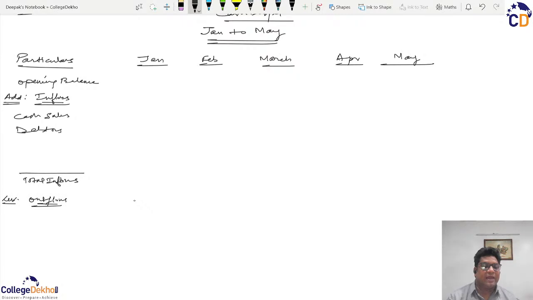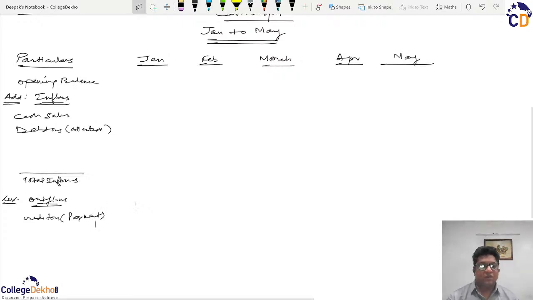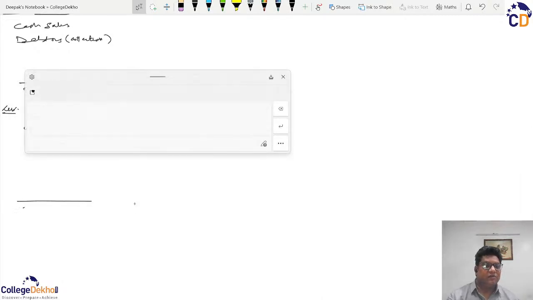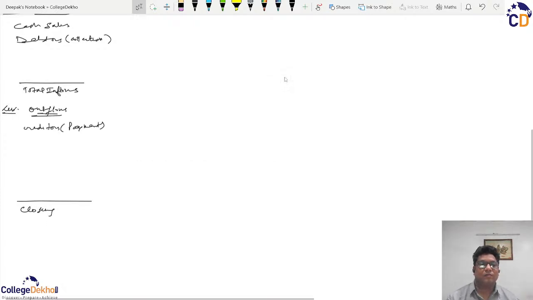They can be cash purchases, which is not in the question, but ideally it can be cash purchases or payment to the creditors. From debtors it is the collection, and for creditors it is the payment, and all other outflows will be as provided in the question. Once all those outflows are deducted, we will have the concept of closing balance.